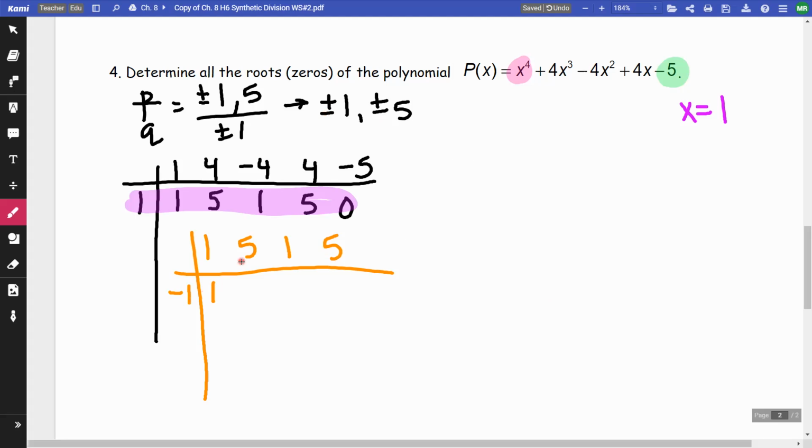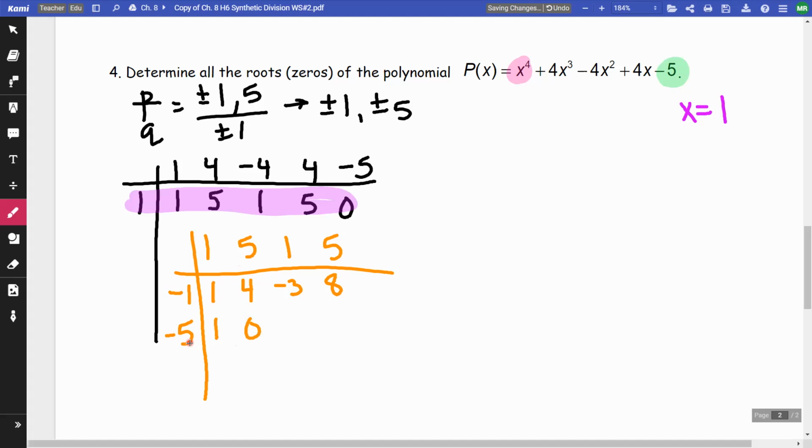So 1 times -1 is a -1 plus 5 is 4. 4 times -1 is a -4 plus 1 is a -3. -3 times -1 is a 3. Add it, I get an 8. So I'm thinking it's got to be the -5. Bring down my 1. 1 times -5 is -5. Add it, I get 0.